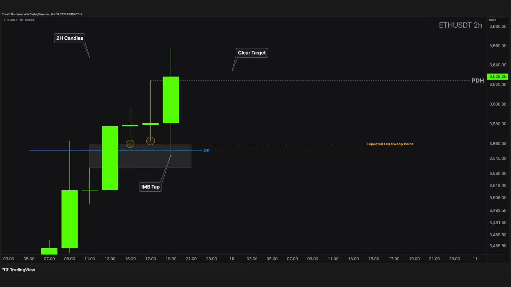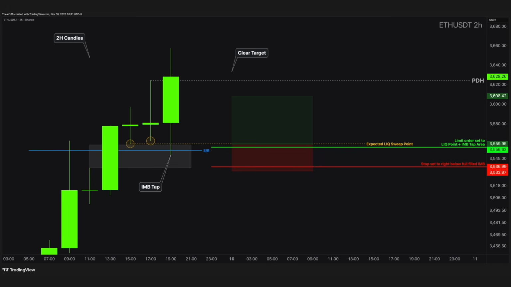Well, my ideal entry would be right where all three price action elements came together: this equal low liquidity sweep area, the imbalance tap, and the SR flip zone. So it would make sense to place a limit order right around that level, right below the equal low level. For my stop loss, I would keep it below the big imbalance area just to give the trade enough breathing room. The reason is we never really know how far the price might pull back. There's no solid data that guarantees an exact reversal point.